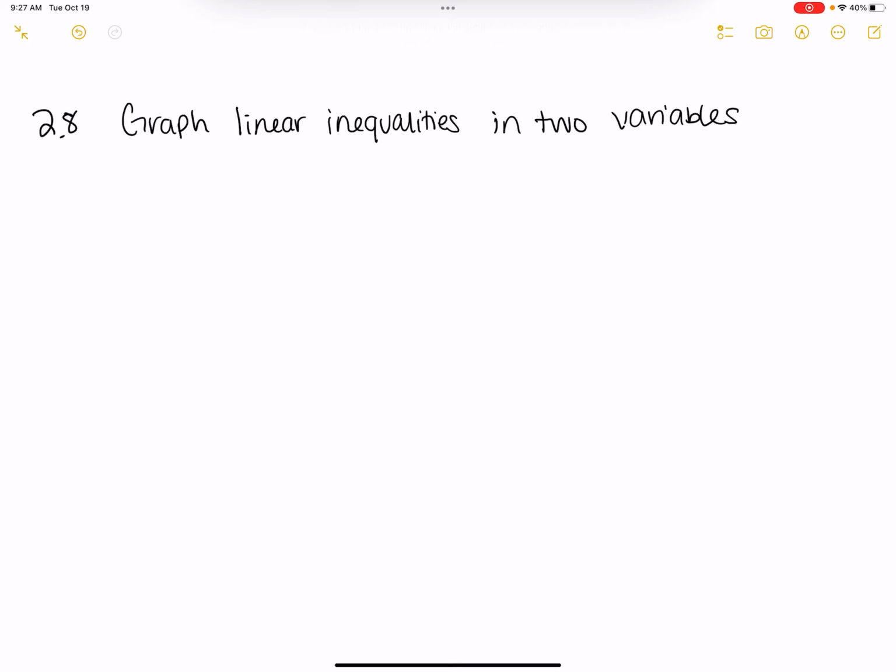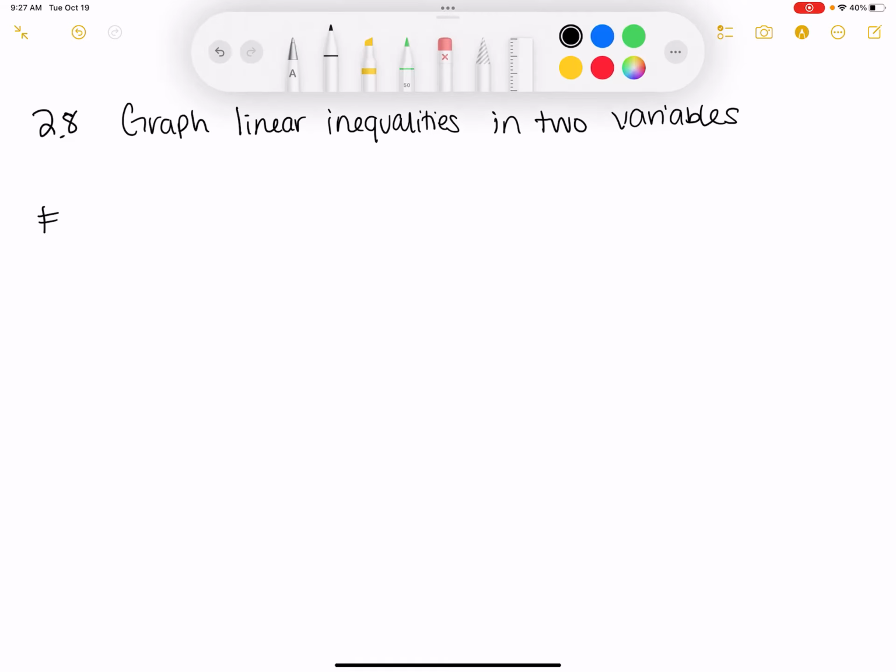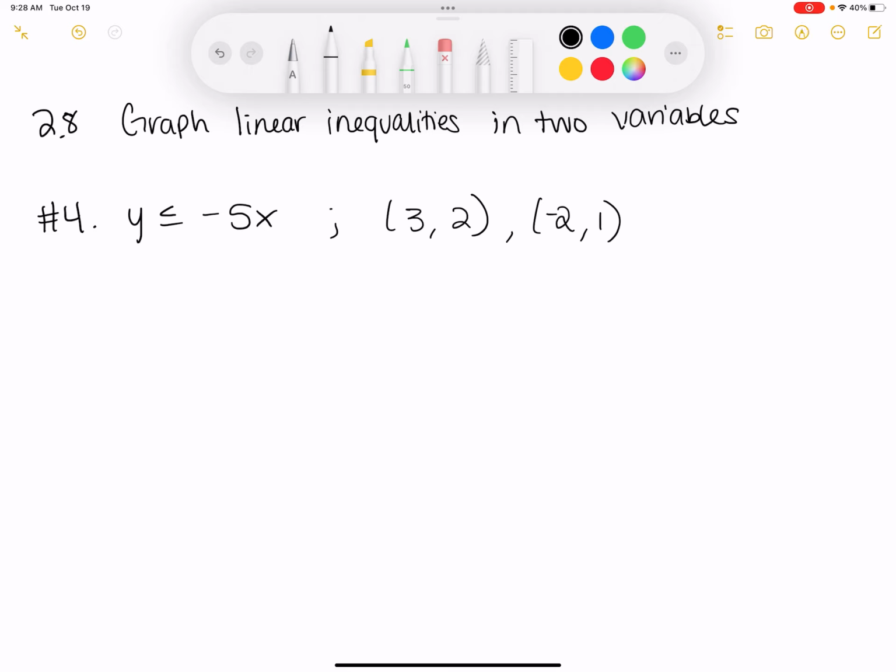So, the first thing here is to tell whether the given ordered pairs are solutions of the inequality. So, y is less than or equal to negative 5x. And we have (3, 2) and (negative 2, 1). There's a couple things we could do here. We could graph it and then just see if the point falls in the shaded area. Or we can just plug in the points and see if it's a true statement. I like the plugging in. It's less graphing. It just seems easier.